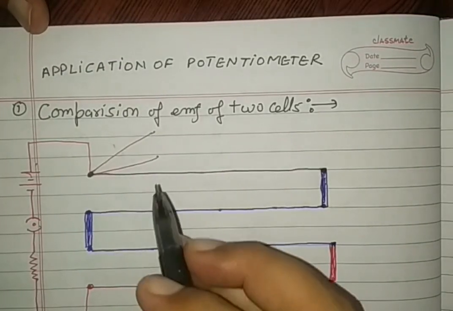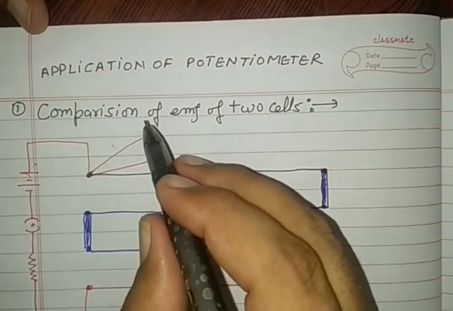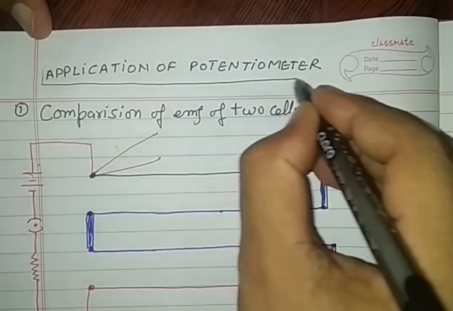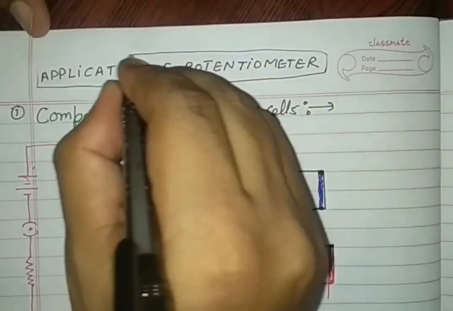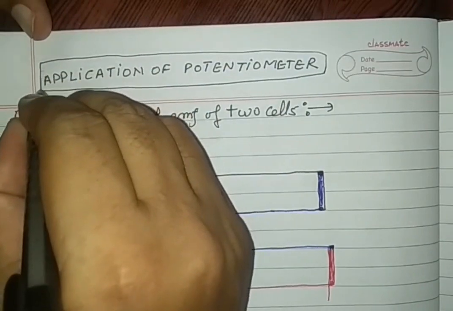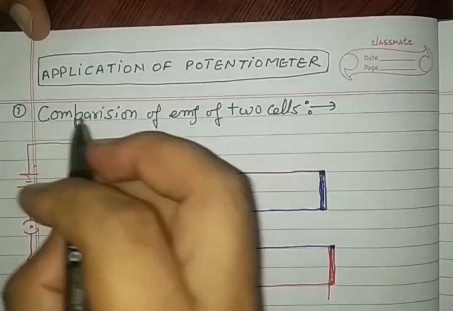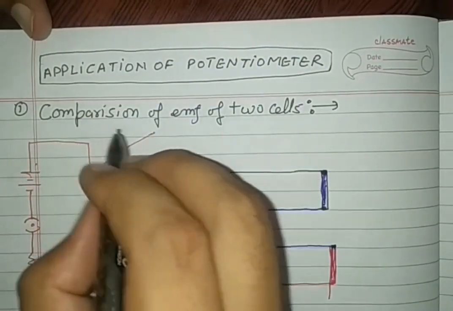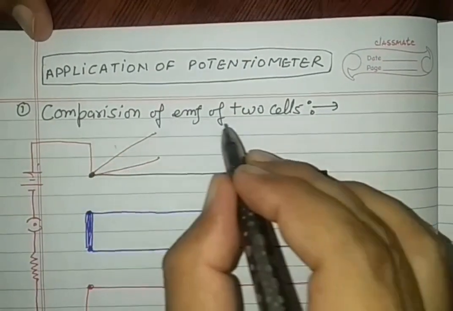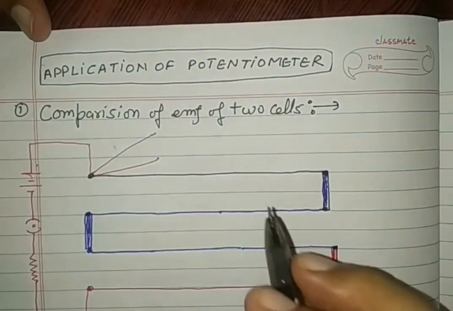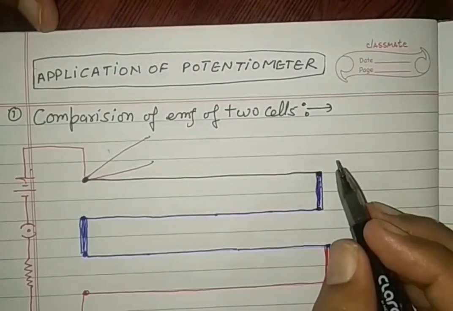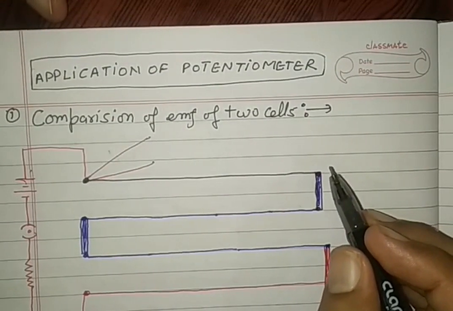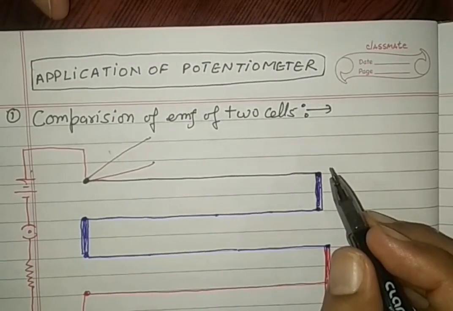Here we are going to see one important topic, that is application of potentiometer. In this lecture we are going to see the first application of a potentiometer, that is a comparison of EMF of two cells. How you can obtain it and how you can do this experiment. So see very carefully to perform this experiment in a successful way.